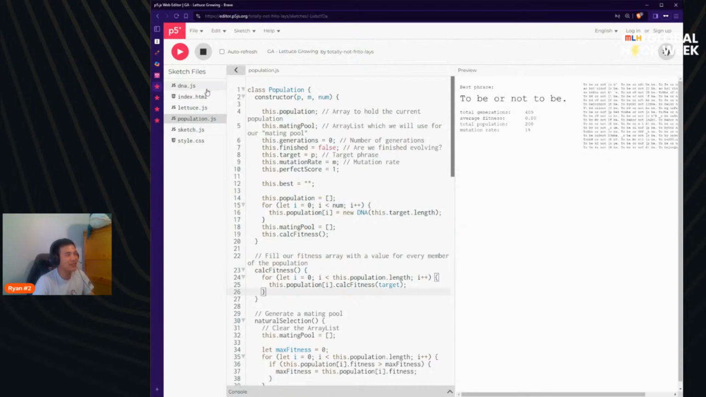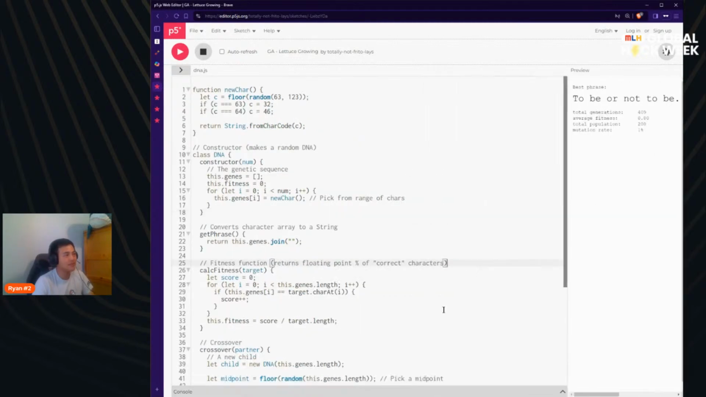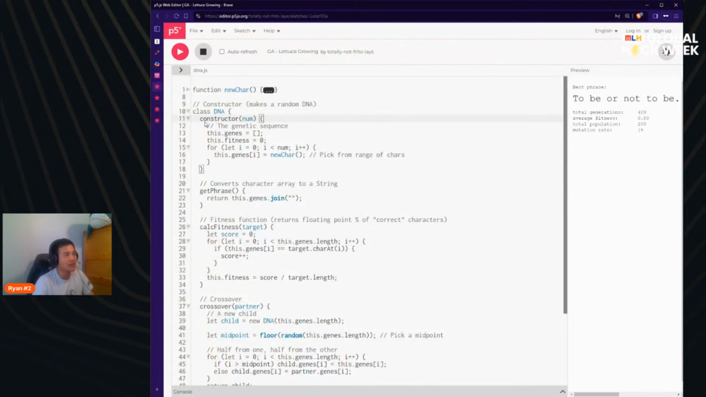So we've got these three files. If we look into DNA, let's take a peek at it. The very first thing is a character selector over here, which is kind of boring, so I'm just going to hide that. Looking in here, we can see that this constructor is basically just creating a DNA sequence, which is going to represent the characters that we use in our string. So that makes sense.